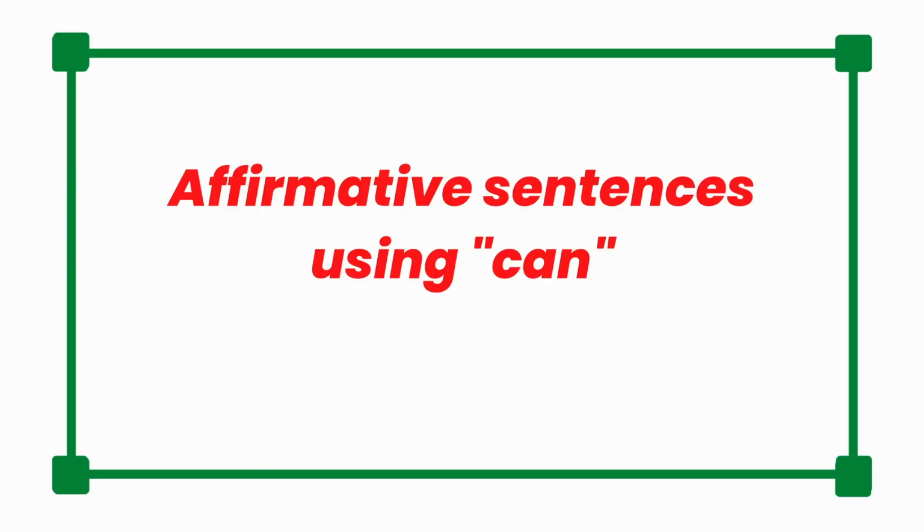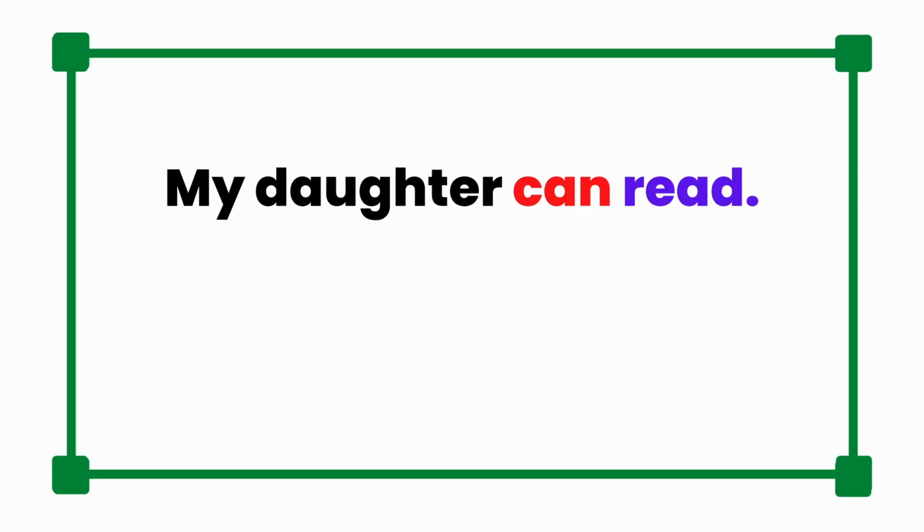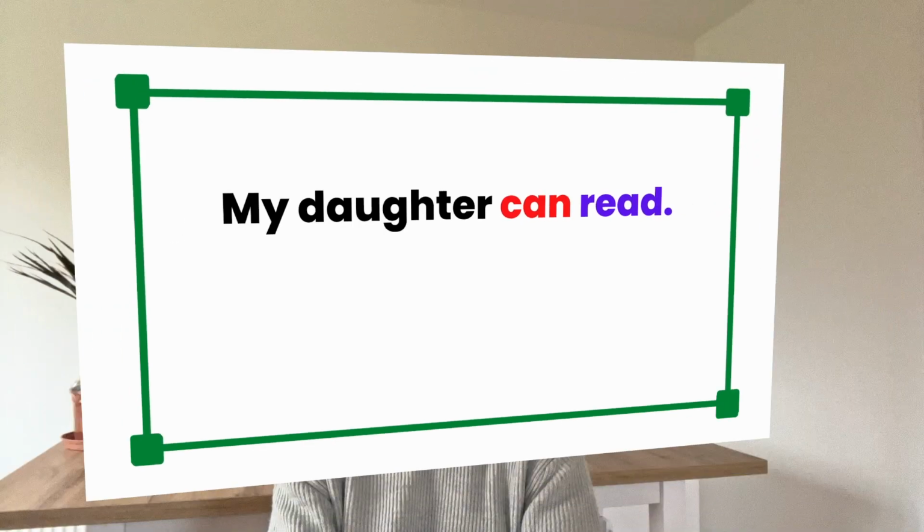So, if you want to practice more, you can try these examples. I will pause so you can repeat the sentences after me. Starting with affirmative sentences using can. I can play tennis. You can sing. My daughter can read. They can speak English. They can do the math.